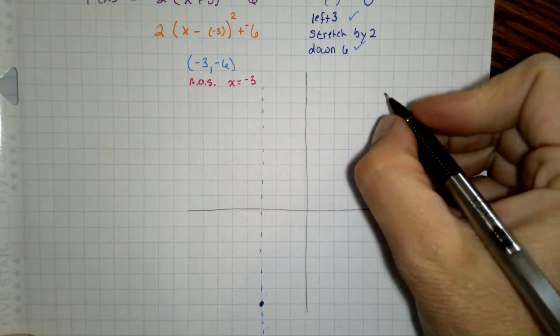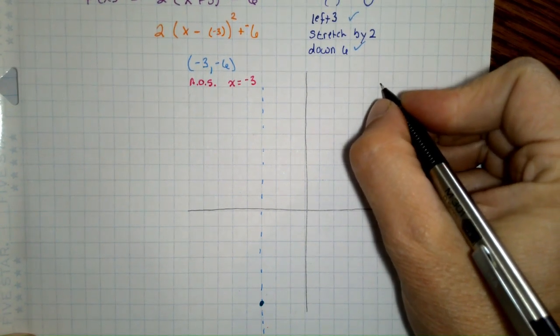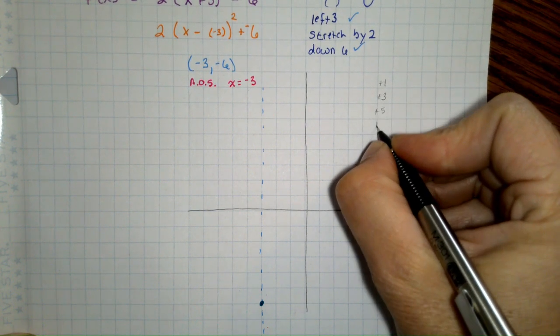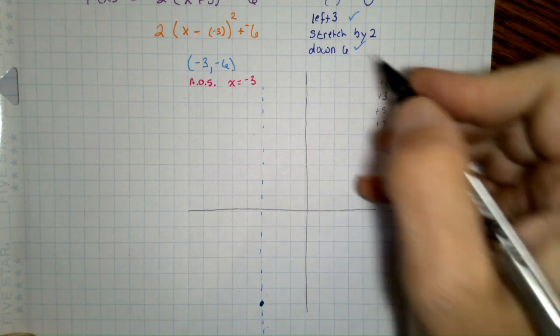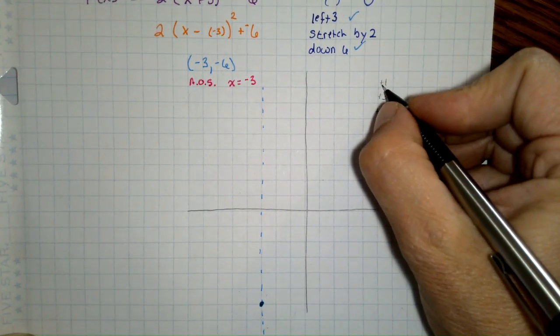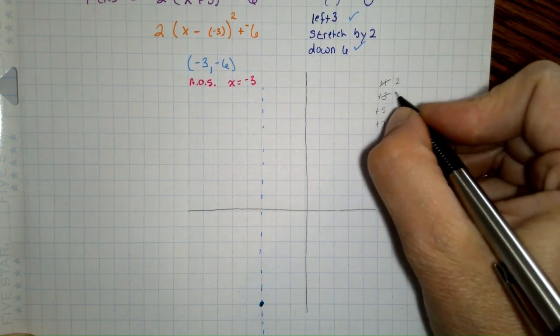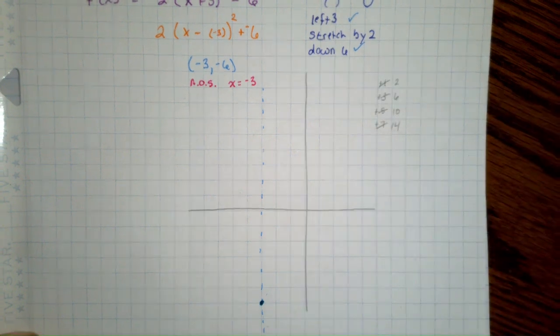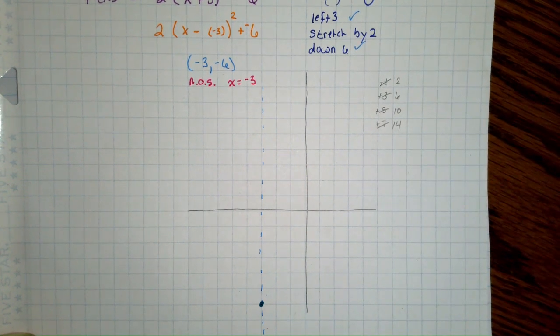If you remember before, when I drew the squares, it went up 1, up 3, up 5, up 7. But we're stretching everything by 2. So instead of up 1, 3, 5, and 7, we're going to go 2, 6, 10, and 14. So I just multiplied those original steps by 2.